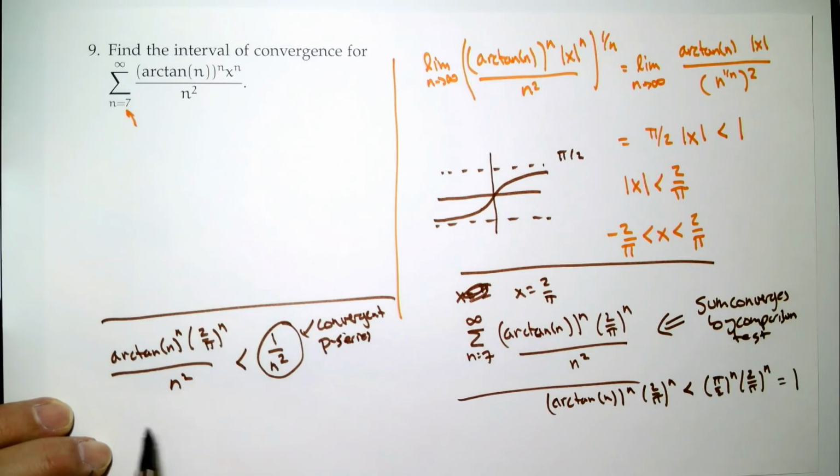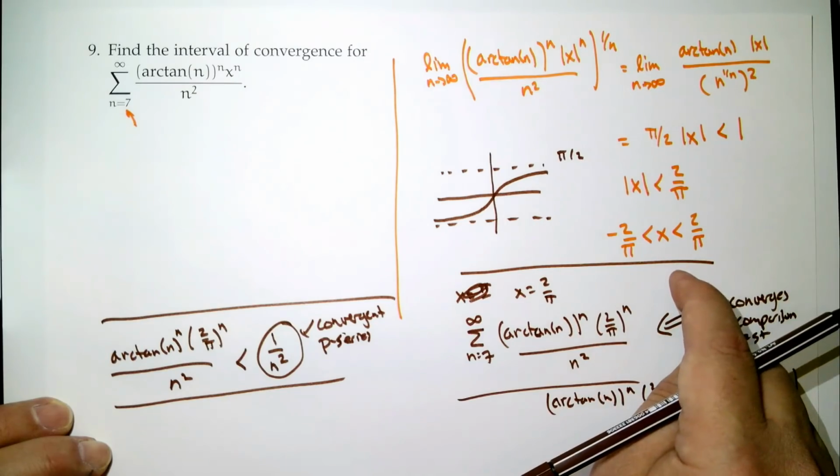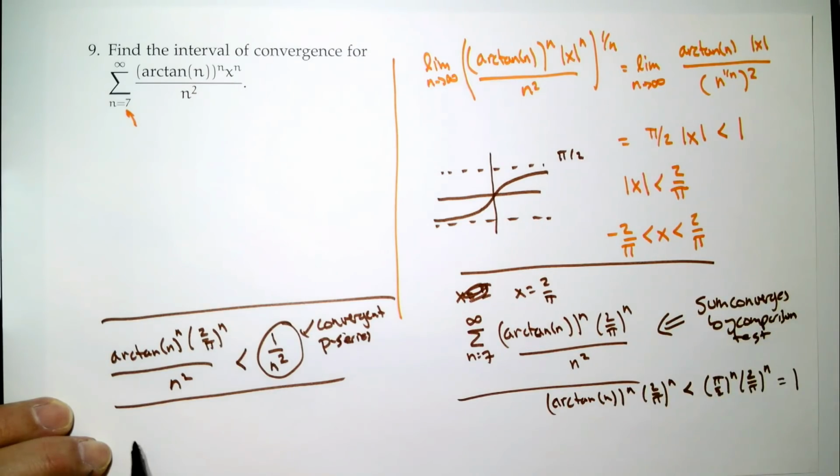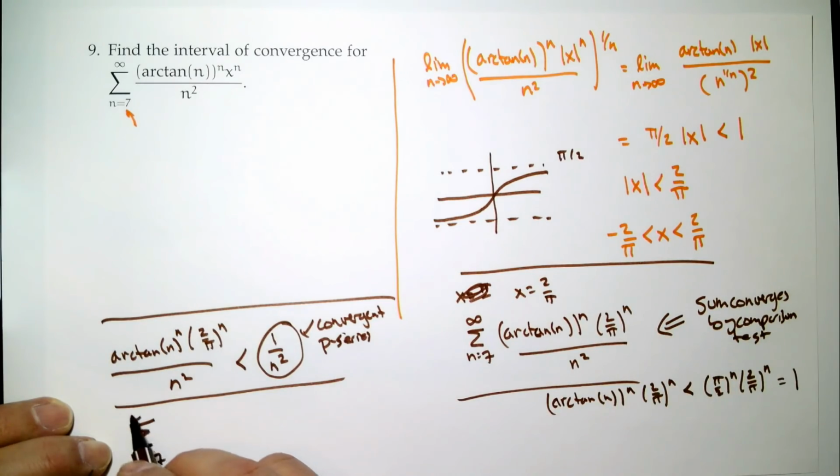Okay, cool. So, what does that say about our interval? Do we include or not include? We include. Now let's talk about the other endpoint. If I plug in the other endpoint, which is negative 2 over pi, what changes is I just add a negative 1 to the n.